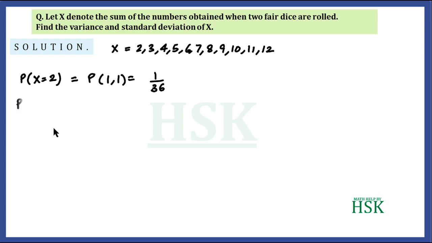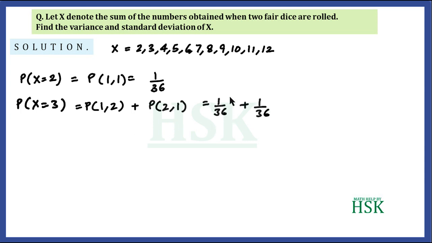Similarly, probability of getting the sum as 3 would be probability of getting 1, 2 plus probability of getting 2, 1. These are the two outcomes in which we get the total as 3. So we can write the probability of getting the total as 3 as 1 by 36 plus 1 by 36, that is equal to 2 by 36.